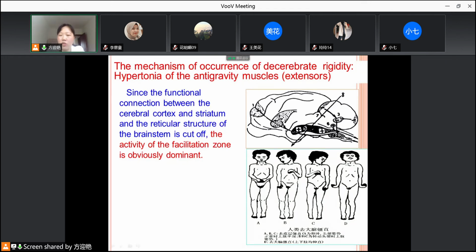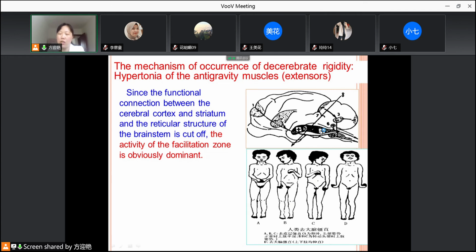So here we found that the reticular function basically shows that the facilitation zone, as we just talked about, can lead to an increase in gamma neuron function, also lead to an increase in muscle spindle sensitivity, and then lead to an increase in the stretch reflex.